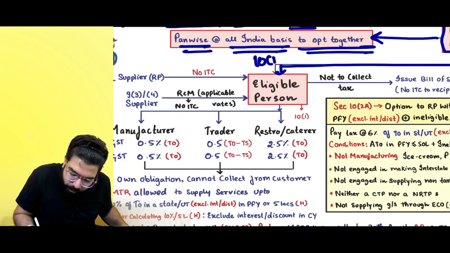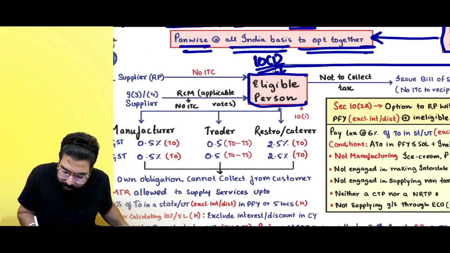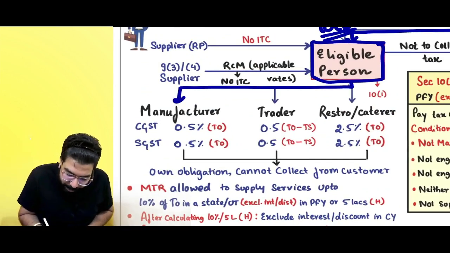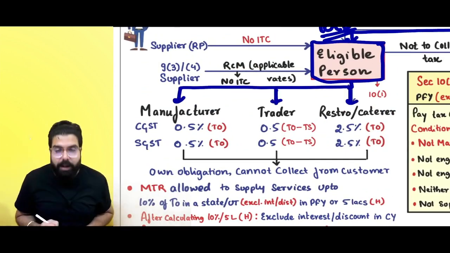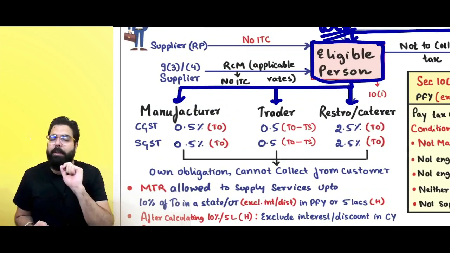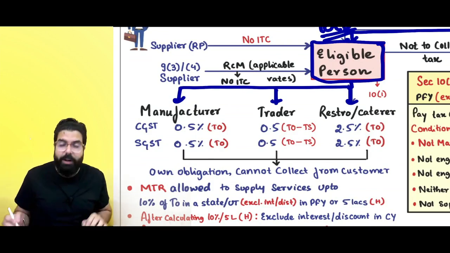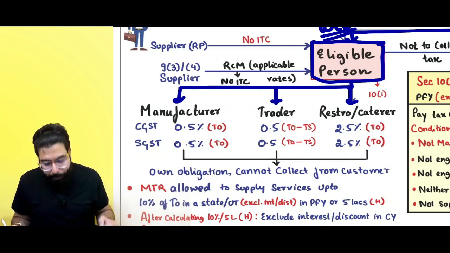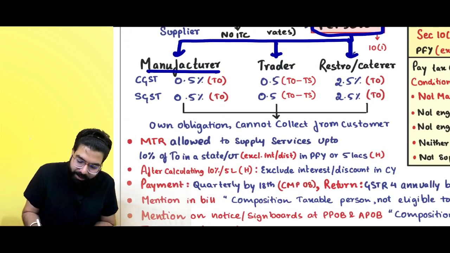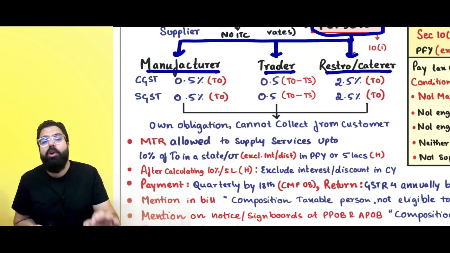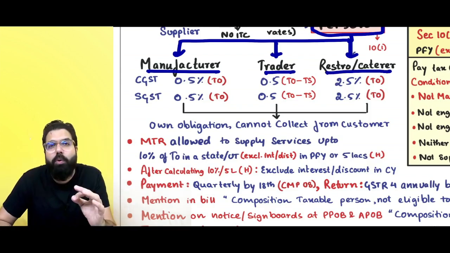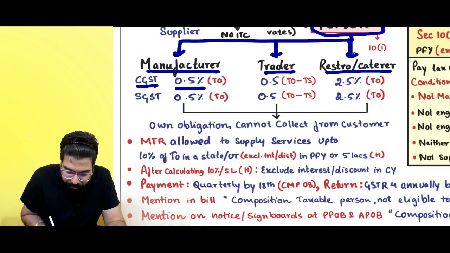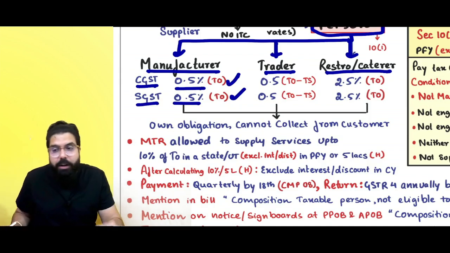Done, sir. Sir, who are the people who are eligible for composition? Section 10(1) says the eligible persons to opt for the composition scheme are manufacturers, traders, and restaurants. So if you are a manufacturer, a trader, or a restaurant, MTR, under Section 10(1), you are eligible for the composition scheme. Always remember, you have to pay GST on your turnover: CGST 0.5, SGST 0.5 on your turnover.